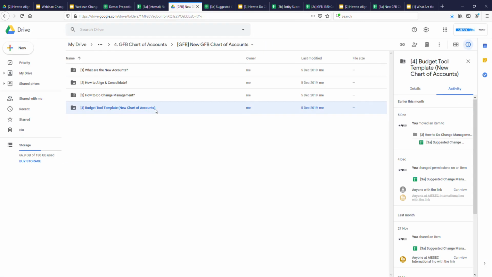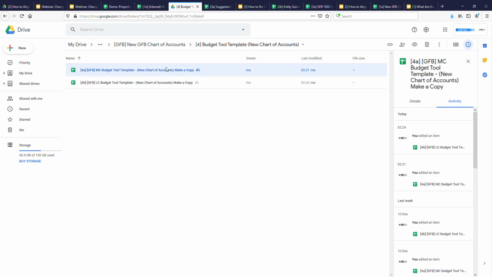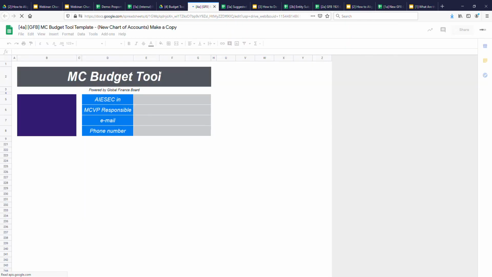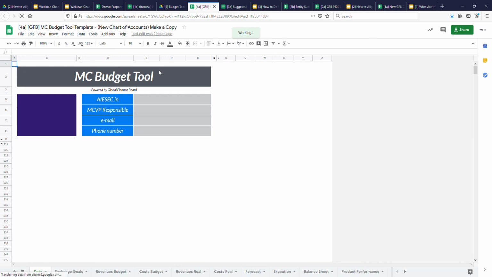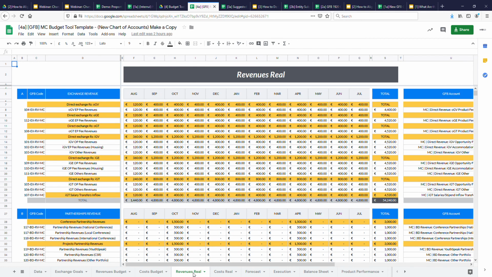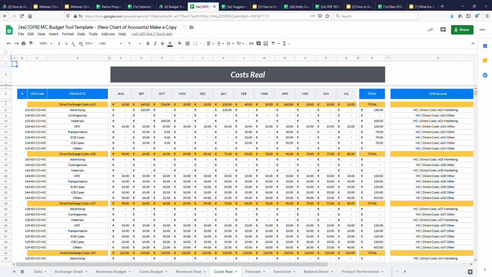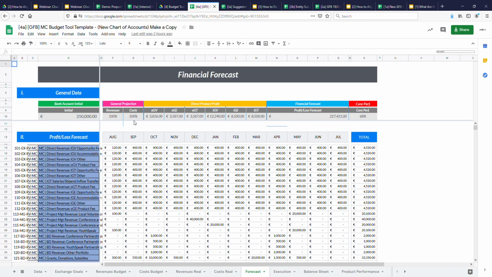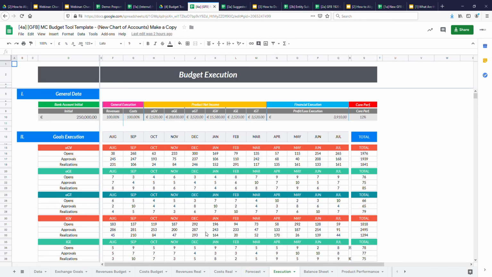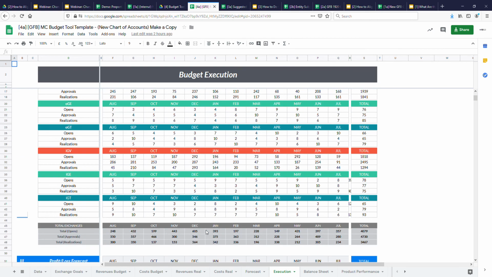And of course, number 4 is the budget tool template. Please take note for these budget tools. We updated the MC budget tool to add the overhead coaching visits account. It's basically the same budget tool, so you don't have to worry that much. We just have that one added account and then just fixed the codes. That's pretty much it. But basically, in this budget tool you can write down the exchange goals, revenues budget, cost budget, then revenues real or revenues executed, cost real or cost executed, then forecast. That forecast is more on how you can estimate what could happen in the future. Execution is what actually happened, and then just comparing your execution.